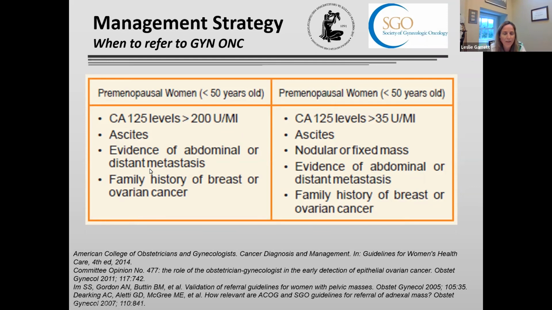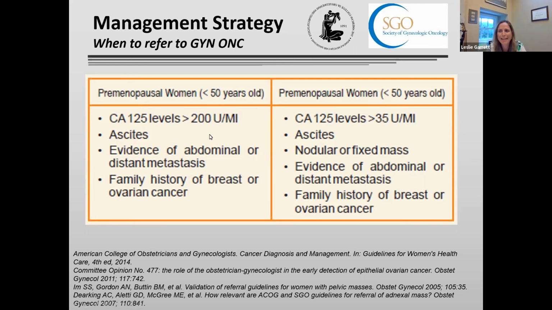This one says if they're, this is wrong. This should say postmenopausal. If postmenopausal, their CA125 is elevated at all, again, any of the obvious stuff. And so this was rewritten in 2011, the last time they revised this, and they took out these numbers. So the 200, and obviously they kept 35, but what they say is very elevated, and they let you decide what that number is going to be.